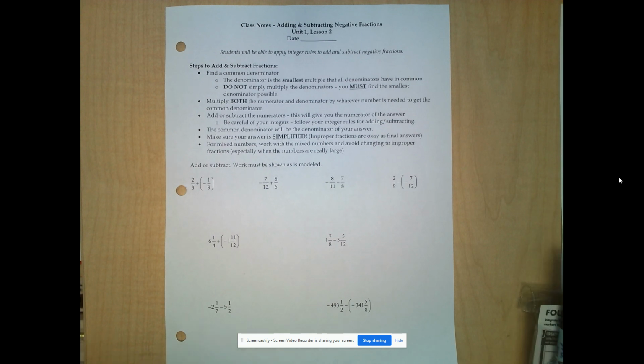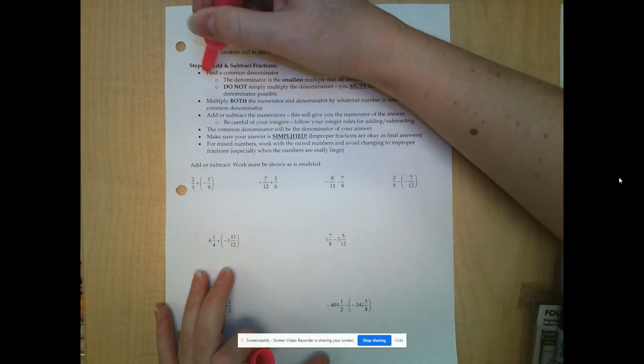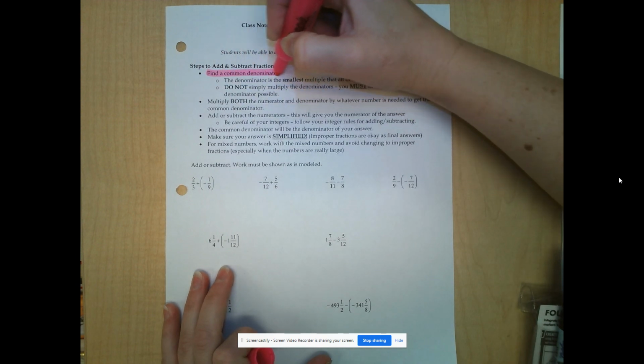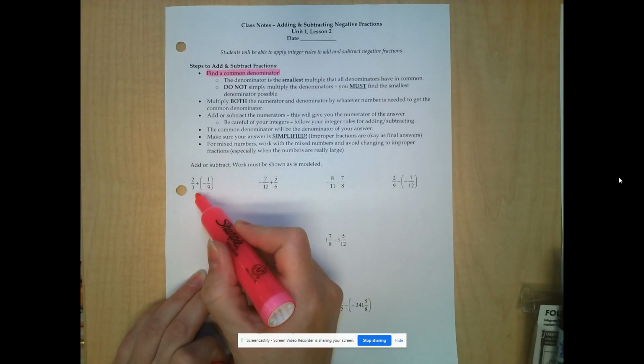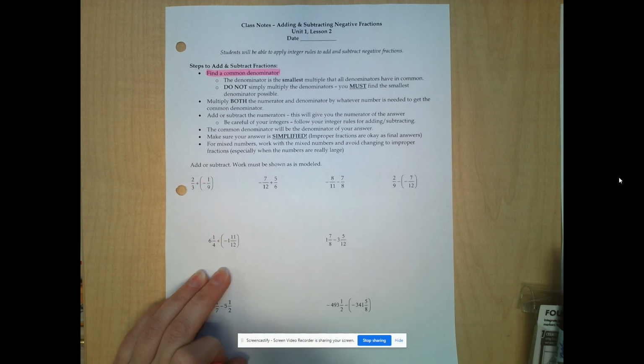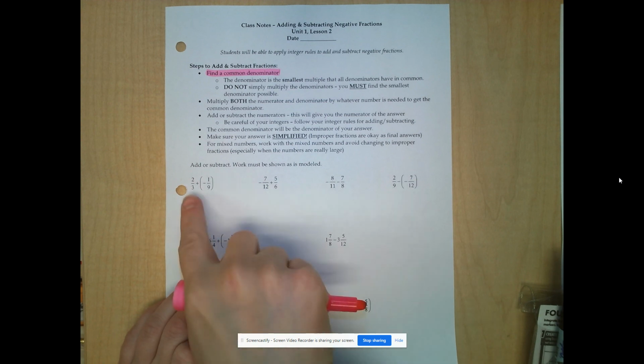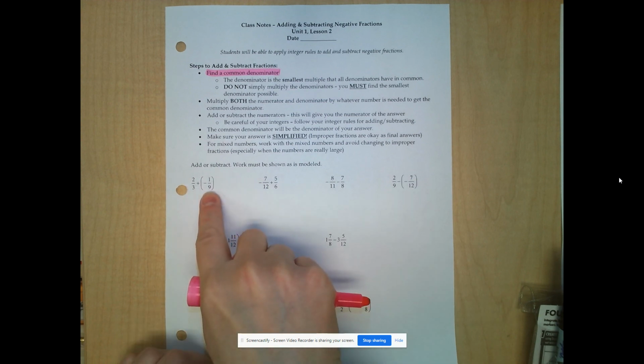First, it has to have a common denominator. You cannot add and subtract unless you have a common denominator. So the common denominator in a problem has to be two of the same value. Right now in our first problem, 2/3 plus -1/9, I do not have the same denominator. The 3 and the 9 in the bottom are not the same number.